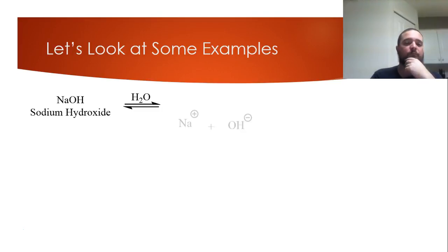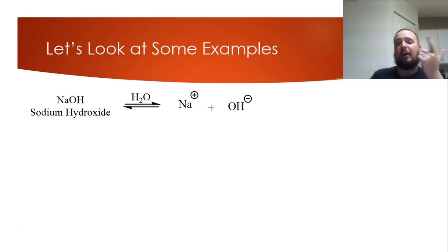All right. So the answer is that it's going to form a positive sodium ion and a negatively charged hydroxide ion. Since it produces negatively charged hydroxide ions, just like we talked about, it means that it is a base. That's right. So it's a base.